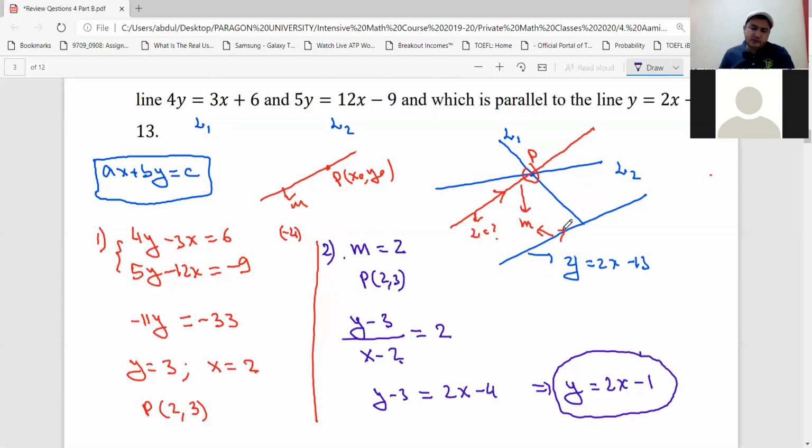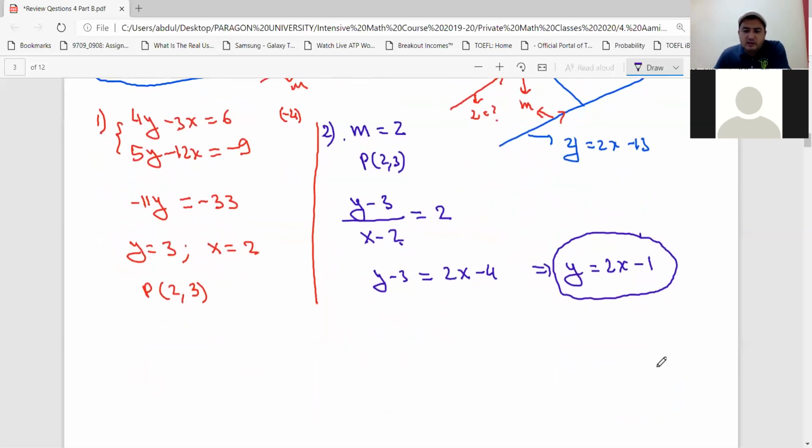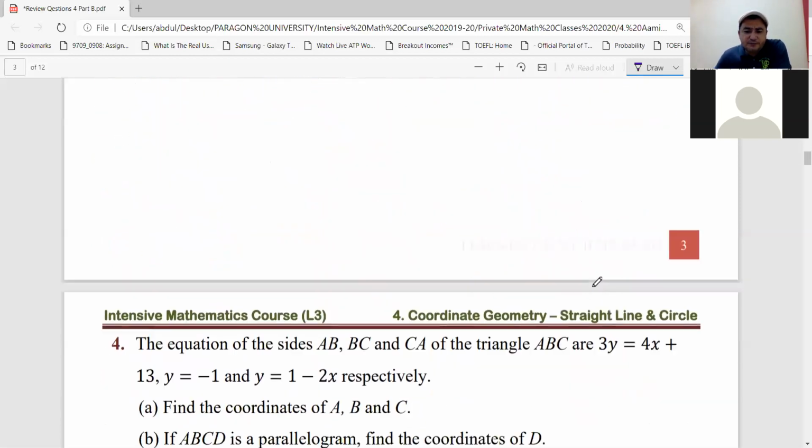Usually in Cambridge exams, they always mention in what form you have to leave your final answer. Here it's not mentioned. If they say to leave your answer in this form, we can immediately convert this into that form. As nothing is given, I can just leave it like that. Okay, that's the first question.